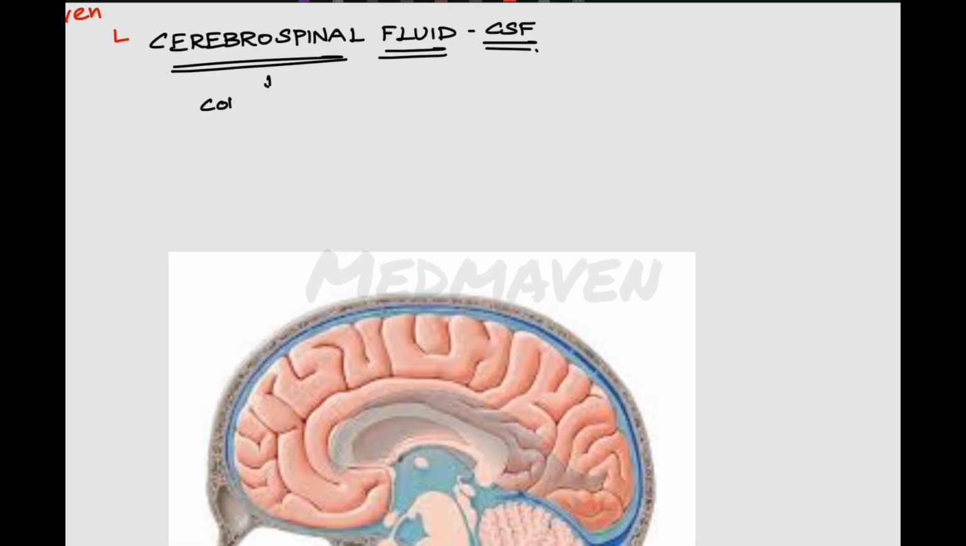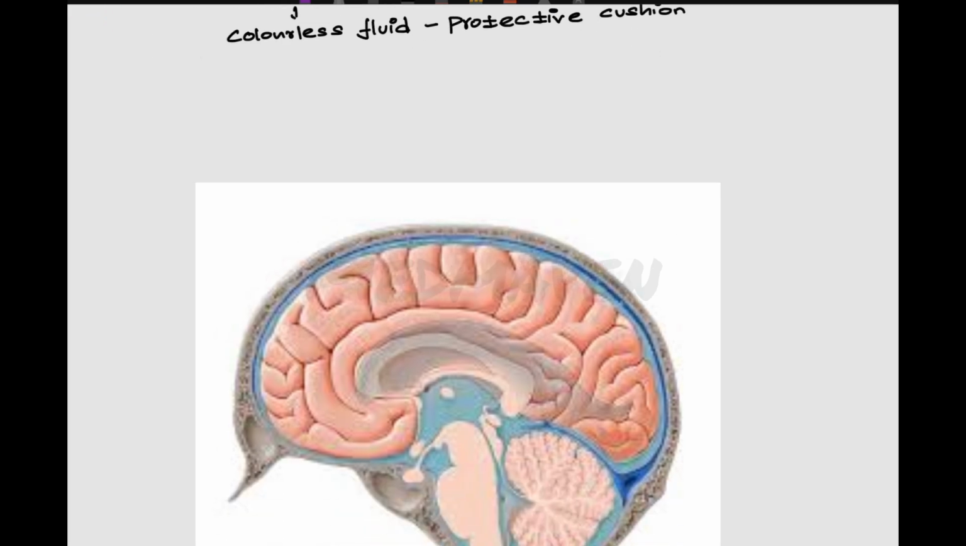CSF is a clear and colorless fluid that surrounds the brain and spinal cord. It acts as a protective cushion and helps to maintain a stable environment for the central nervous system.